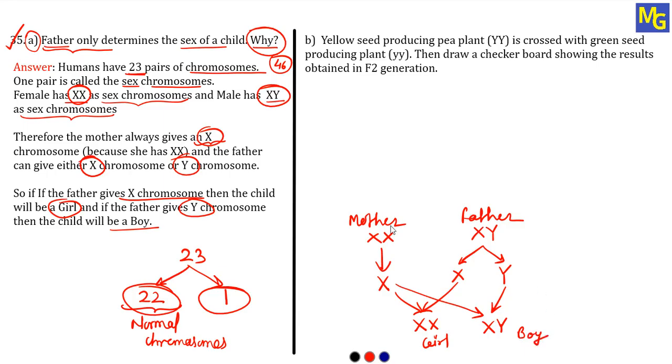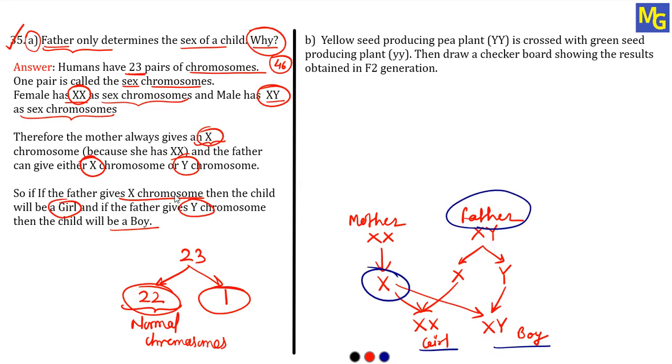So see here, according to all this explanation, as I told, mother has the capacity to always give X chromosome, then the sex of the young one always depends on father because he has two different chromosomes, that is X and Y. So this is the reason for this question, that is, father only determines the sex of the child.